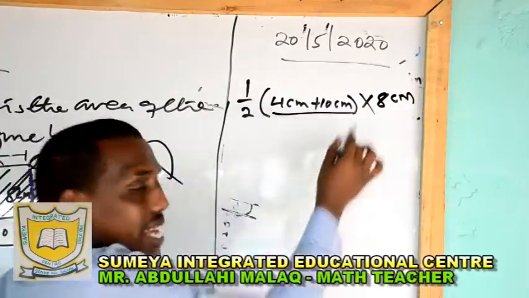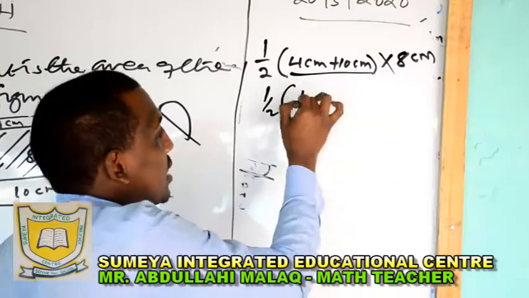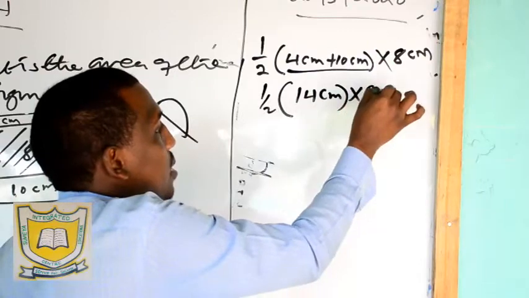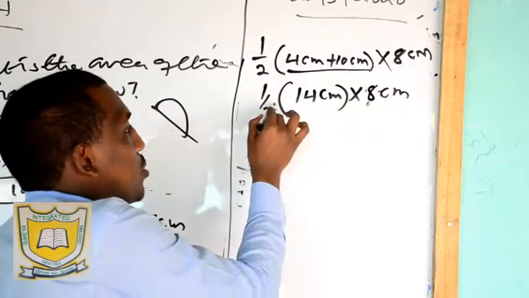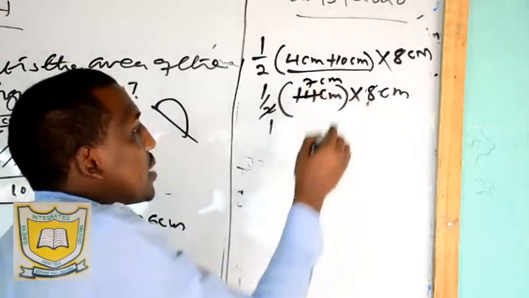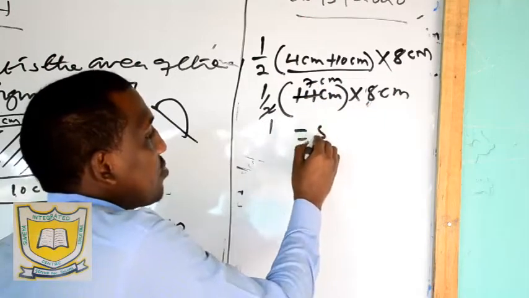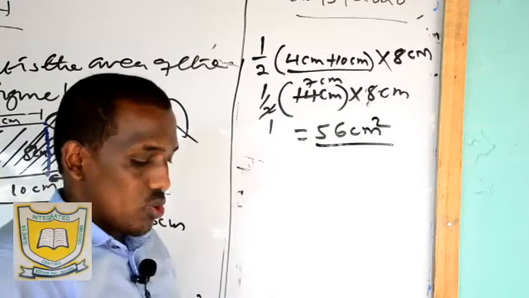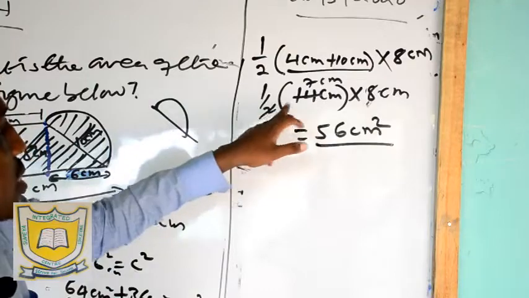We add what's inside the bracket, using BODMAS. So we say a half into bracket 14, 10 plus 4 is 14 centimeter, times 8 centimeter. By 2, 1, we remove the bracket. By 2, 7 centimeter. So 7 times 8, you will get 56 centimeter squared. That's how we solve the area of this trapezium: a half into bracket a plus b times height.